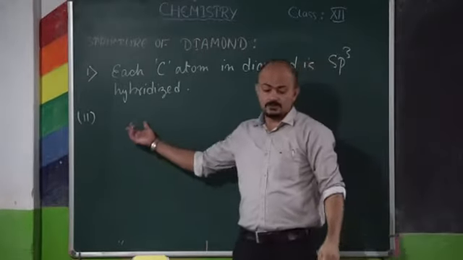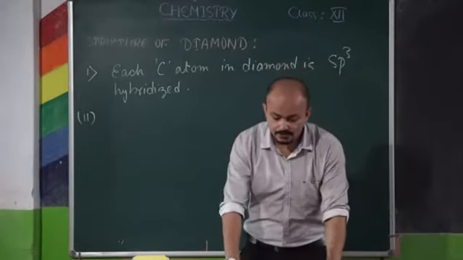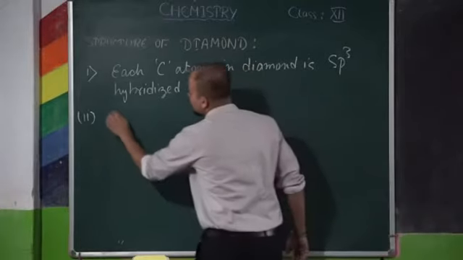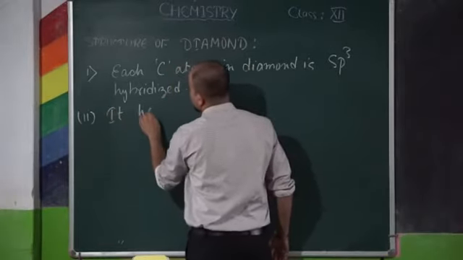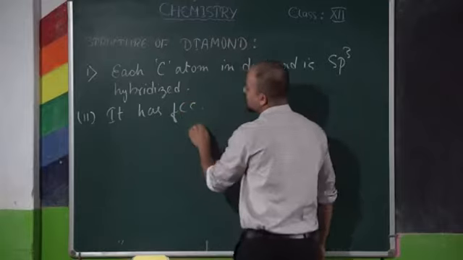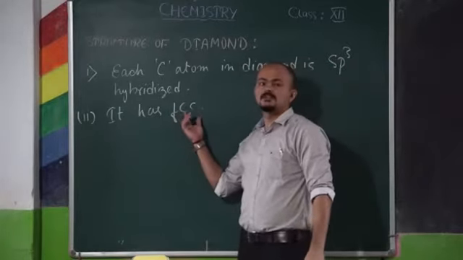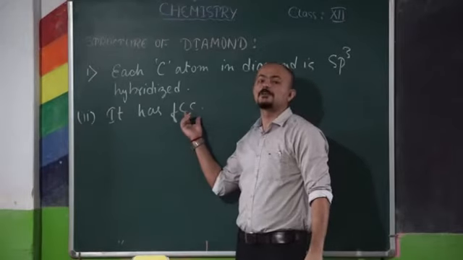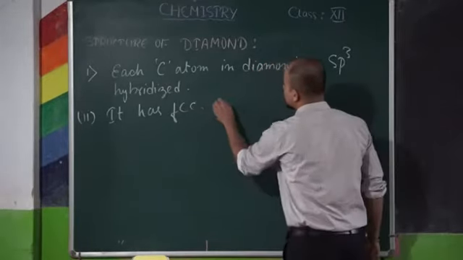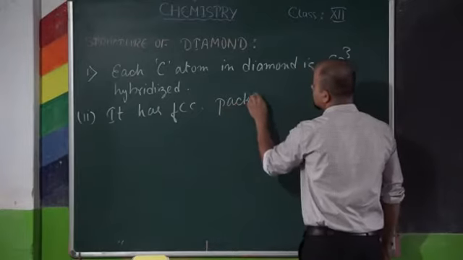Now here, what do you have to remember, the other points? The other points are, it also has what? It has FCC structure, or face-centered cubic close packing. Okay?